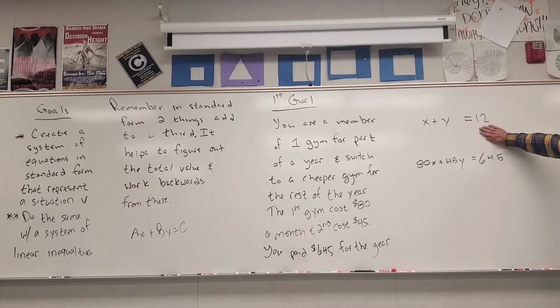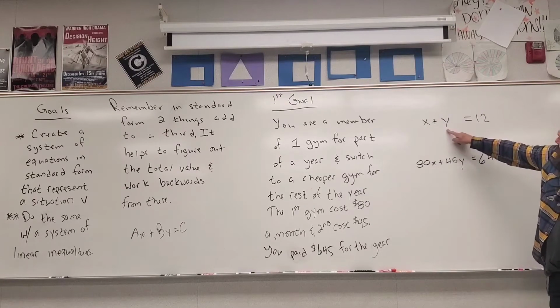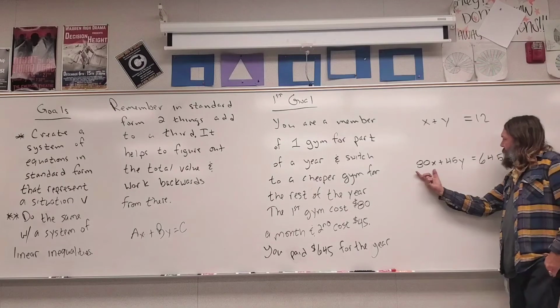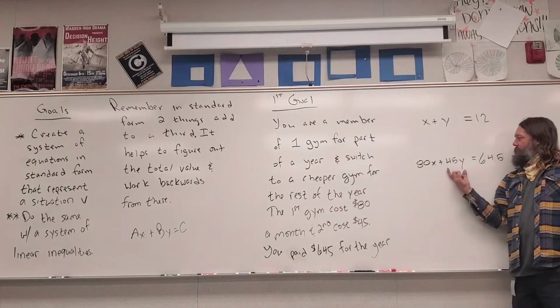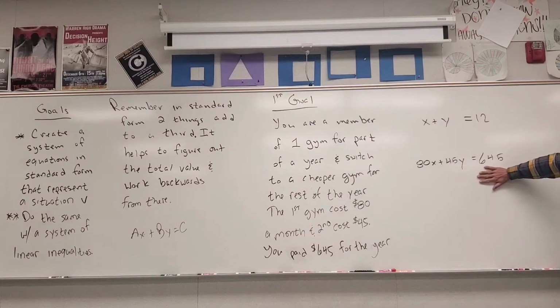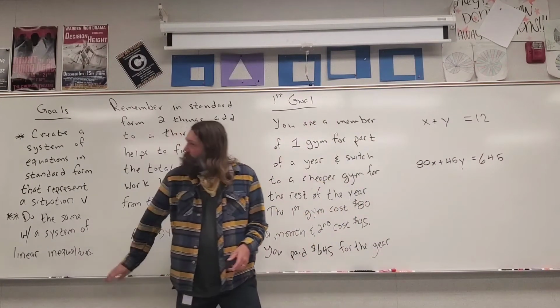I spent 12 months at a gym, a certain amount of months at the first gym, and then the remaining part of the year at the second gym, okay? And then the second equation was about how much I spent in total for the full year. So this is how much I spent at the first gym, plus how much I spent at the second gym, and these two add to how much I spent in total. Again, remember, two things add to the third, and so hopefully this is making sense.